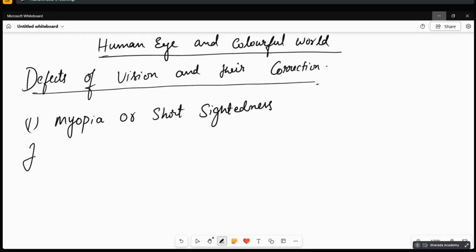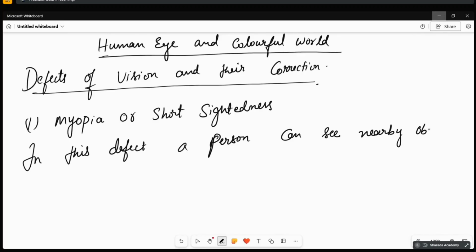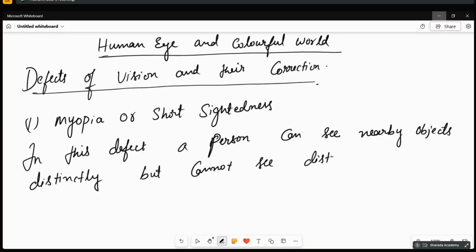In this defect, a person can see nearby objects distinctly, but cannot see distant objects clearly.